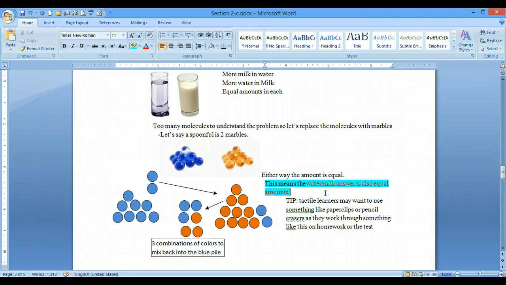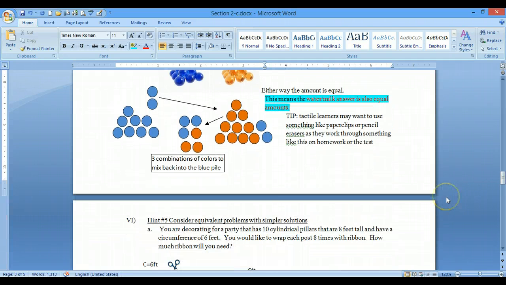Tactile learners, go ahead and use something. If you're having a hard time visualizing this, go get a little stack of marbles or whatever you have on your desk, or whatever's close by, use those and move them back and forth and see what you get. You can do that on homework and the test too, and that'll really help.